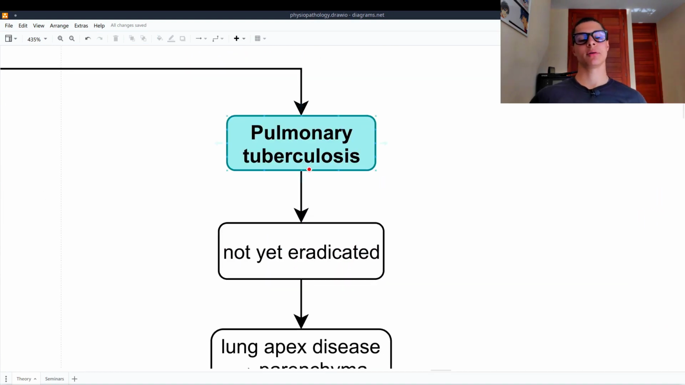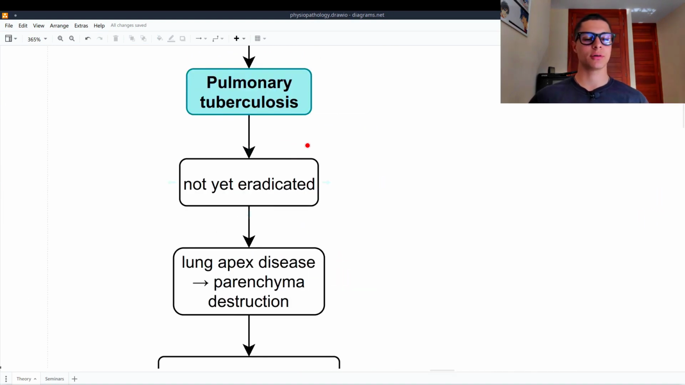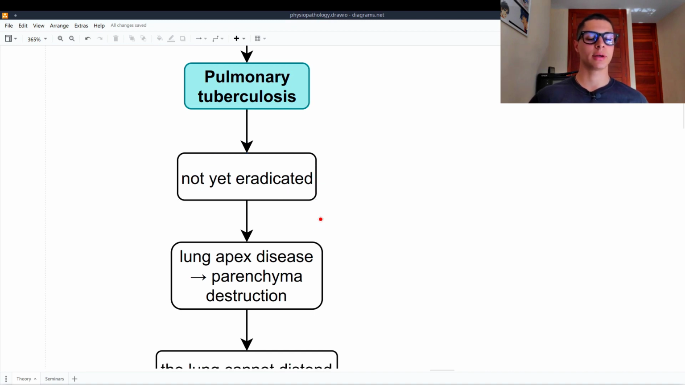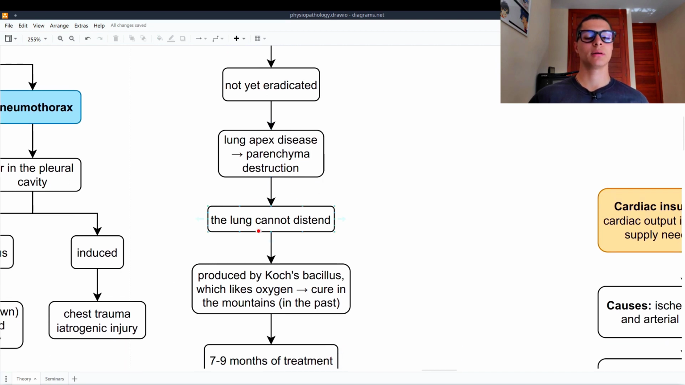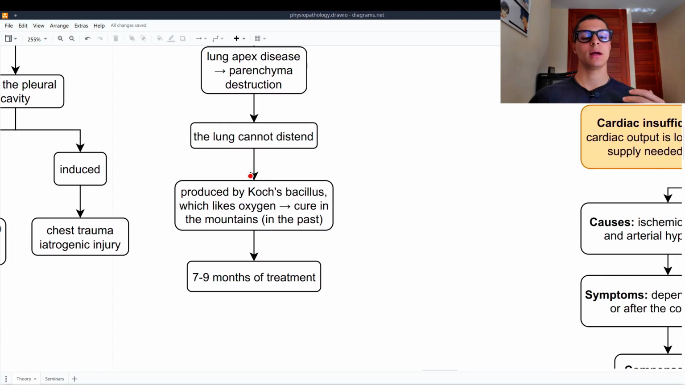Then we have the pulmonary tuberculosis. Even though the tuberculosis sounds like a disease of centuries ago, it is not yet eradicated. Lung apex disease. There is a parenchyma destruction here. The lung cannot distend to its full potential, and it is produced by the Koch bacillus, which likes oxygen quite a bit. The cure in the past was to go to the mountains, because there is less oxygen, and therefore the cure could happen more quickly, because the bacillus will indeed die because of the lack of oxygen. And the treatment for the tuberculosis is from 7 to 9 months.